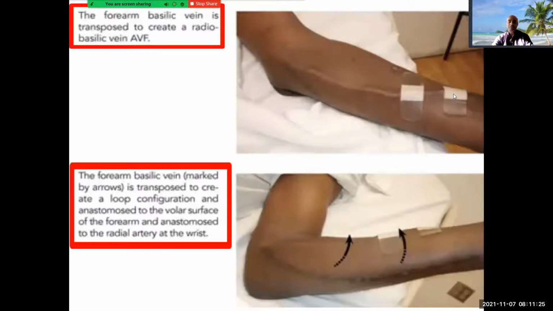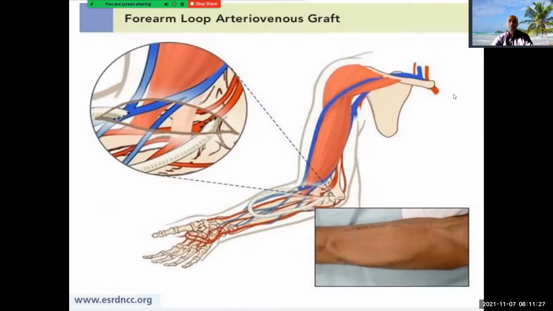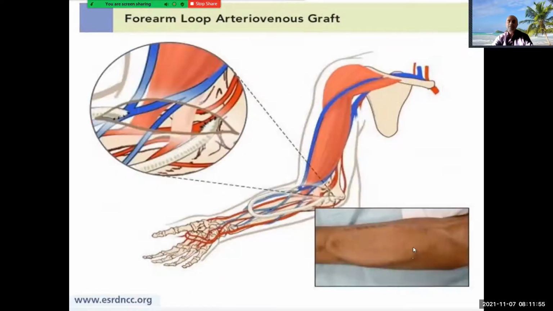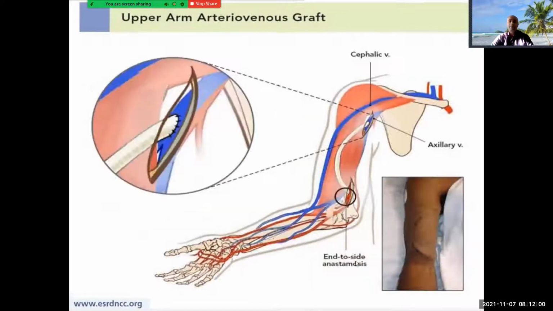The longest one already. For the forearm loop arteriovenous graft, here we have a graft, a synthetic graft, to the cephalic vein. And we'll discuss later what the issue is with that. And here also the upper arm arteriovenous graft, like here in the basilic vein, to the cephalic vein, and this graft is easy to palpate. You will see it under the skin here, and here also, and this is hard synthetic material under the skin.